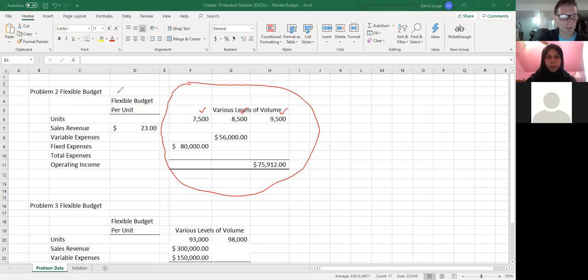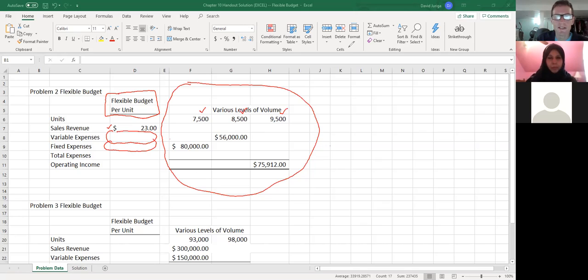You'll notice on this column, it says flexible budget per unit, and they've given us a sales revenue per unit. So if you had to go in this problem and I said, okay, could you fill in these pieces? Could you figure out, for example, per unit wise, what's my variable cost per unit? What's my fixed cost, and so forth?